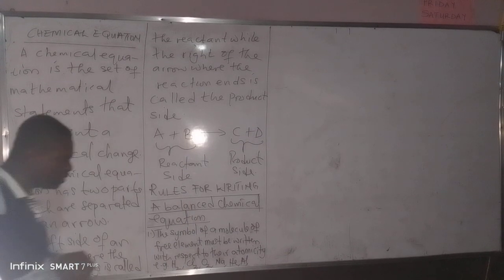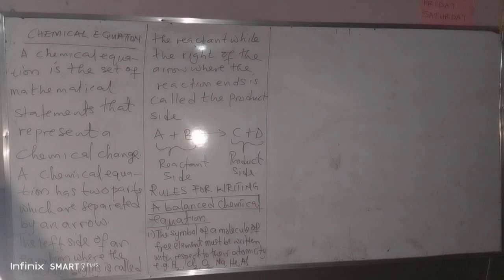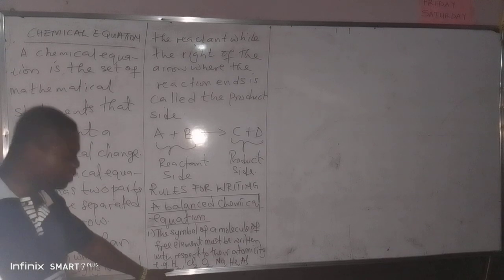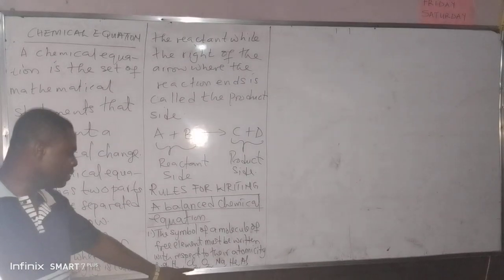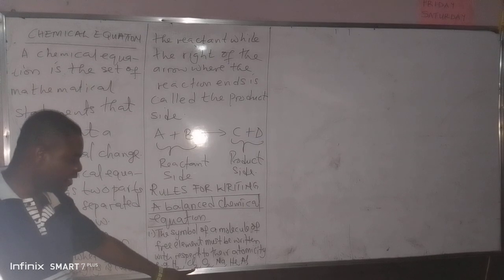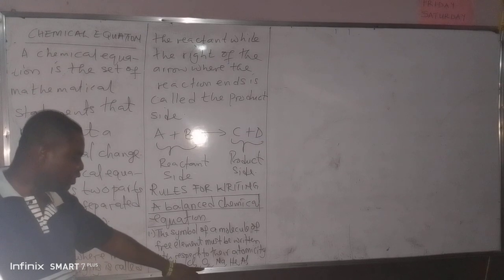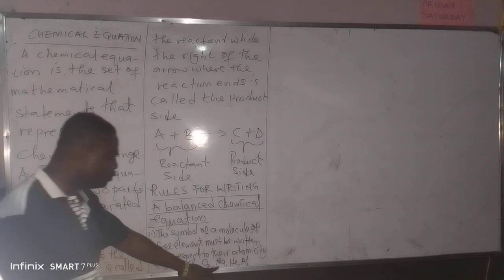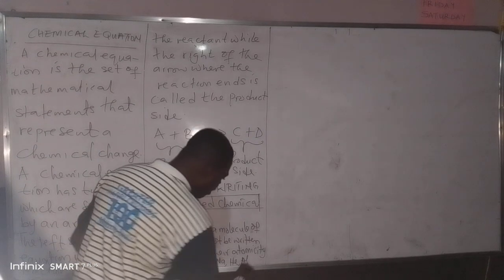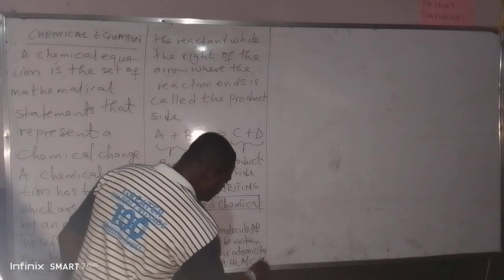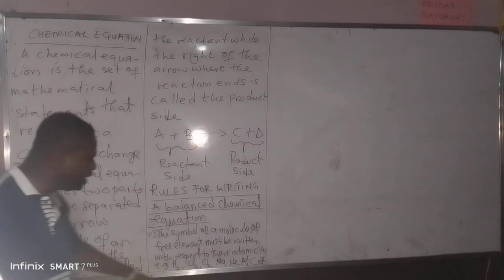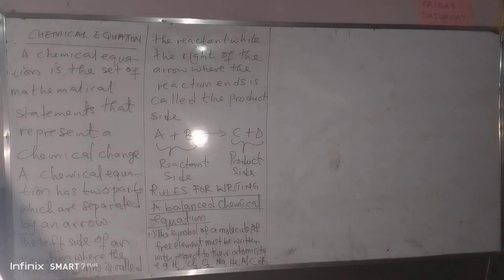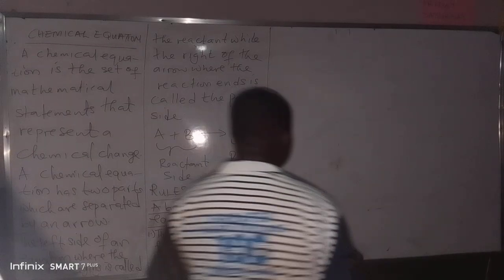Because atomicity is very important here. I told you elements whose name end in gene, the atomicity is 2. Those elements whose name end in chlorine, atomicity is what? 2. Gene, oxygen. Those ones whose name end in ion, like sodium, helium, aluminium, and carbon, the atomicity is 1, and it should be written like this. If the elements are standing alone on their own, in uncombined state, that's the way they should be written.